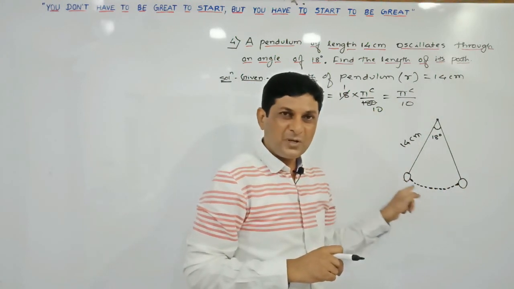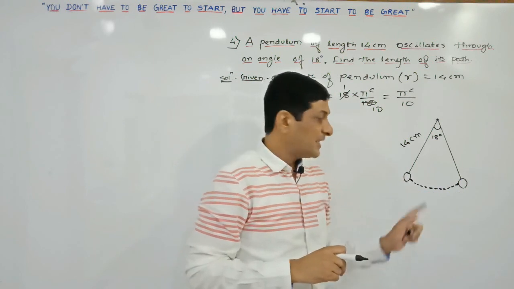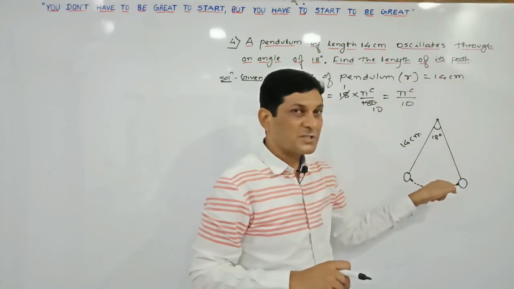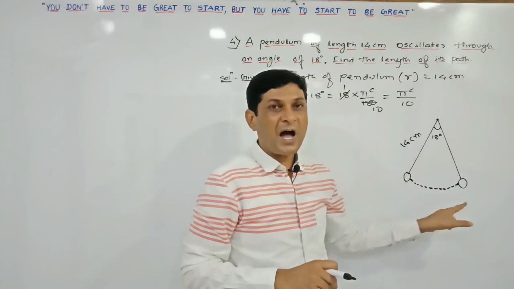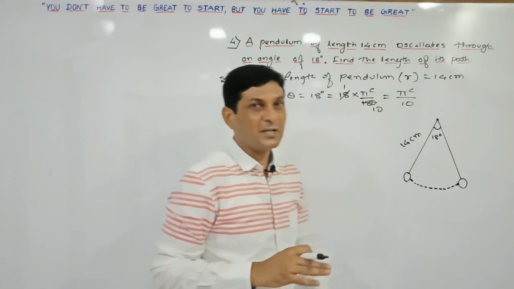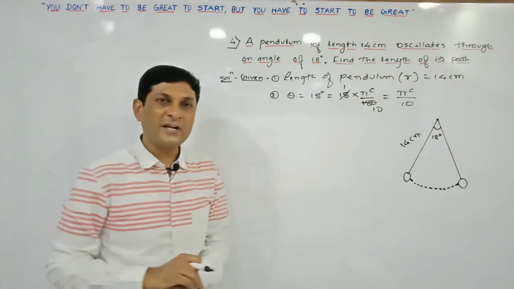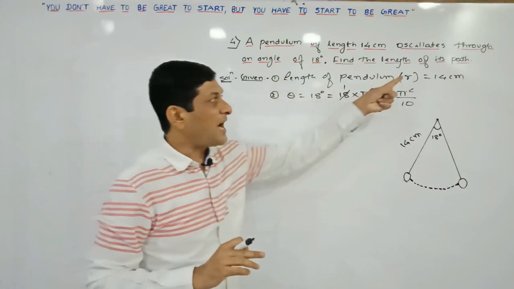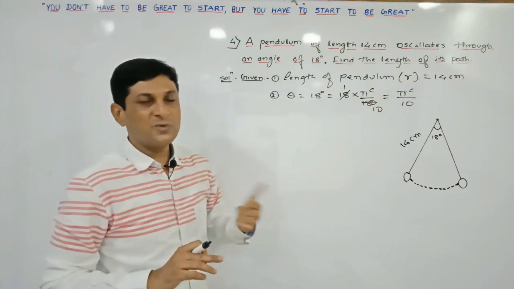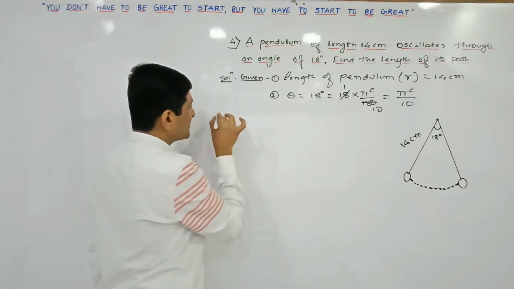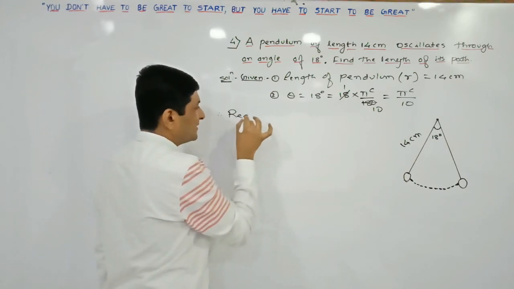If we observe here very carefully, can I say that this length of the path is nothing but the length of the arc of the circle? So the arc of the circle, denoted by S. Here the length of the path is nothing but the arc. And the length of the arc can be found by applying which formula? S is equal to r theta. So r is also known, theta is also known, so easily we are able to find out the length of the path.